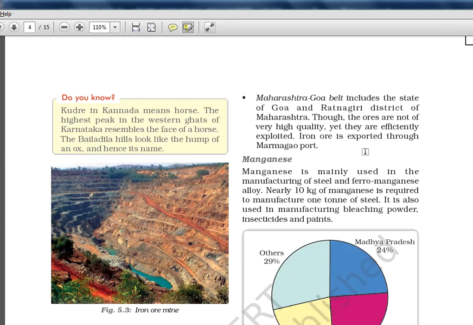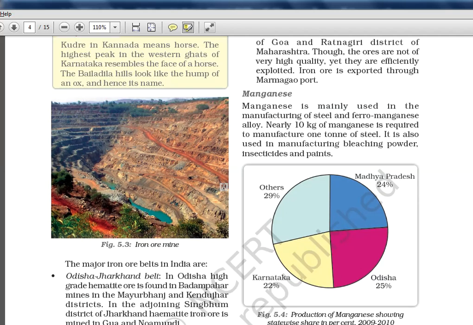Now we'll see locations. If you see this picture, it's a very good picture of Kudremukh. Kudre in South India actually means horse, in Kannada. Mukh means face. So Kudremukh has the shape of a horse's face. It resembles the face of a horse. I have gone to this place. It's a very beautiful place. Kudremukh is one good place.